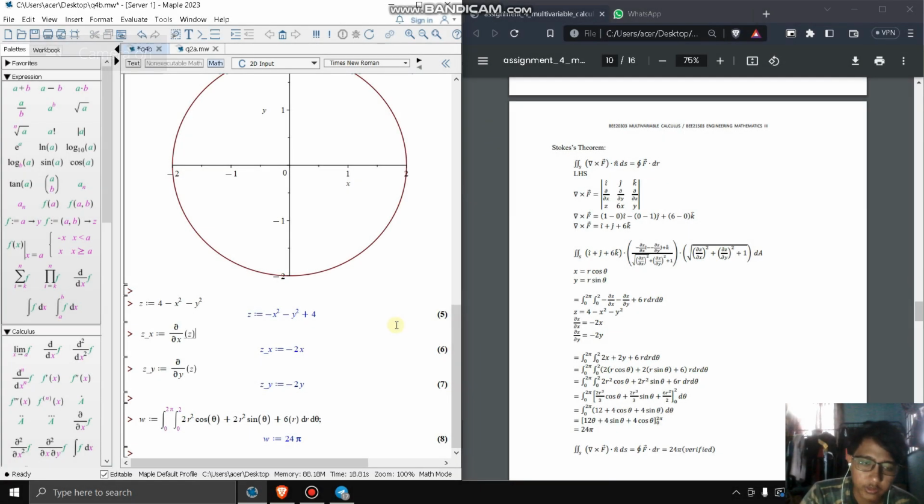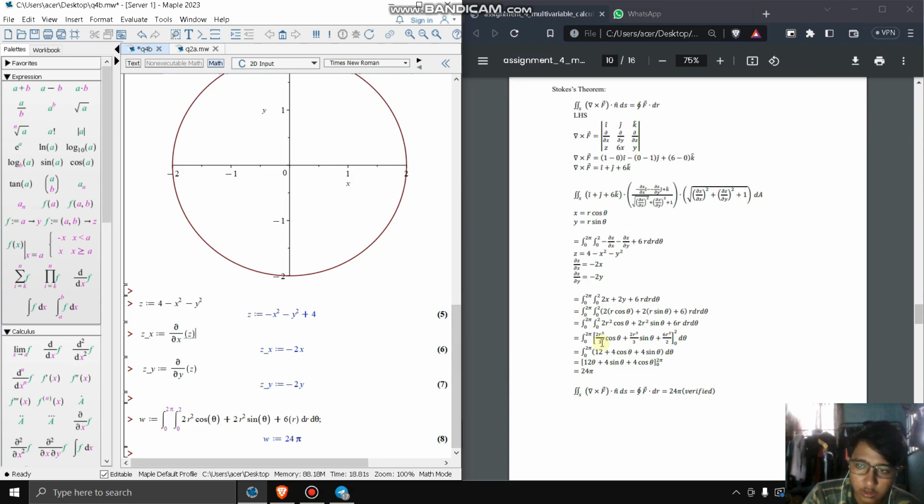So the last part is Stokes' theorem. In this one, we need to get the values of del z over del x and del z over del y. So by using Maple, we can get the value for del z over del x as negative 2x and del z over del y as negative 2y, the same as the manual calculation.